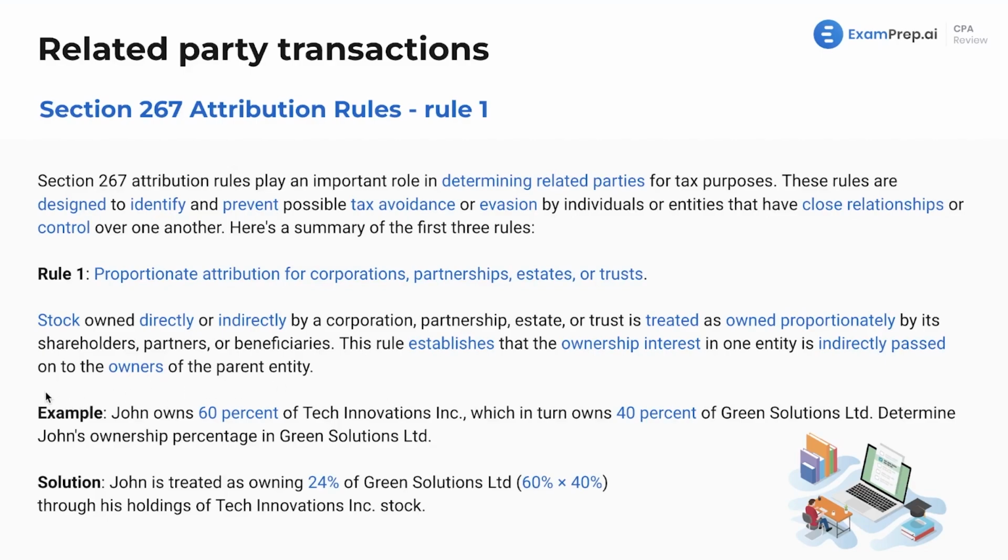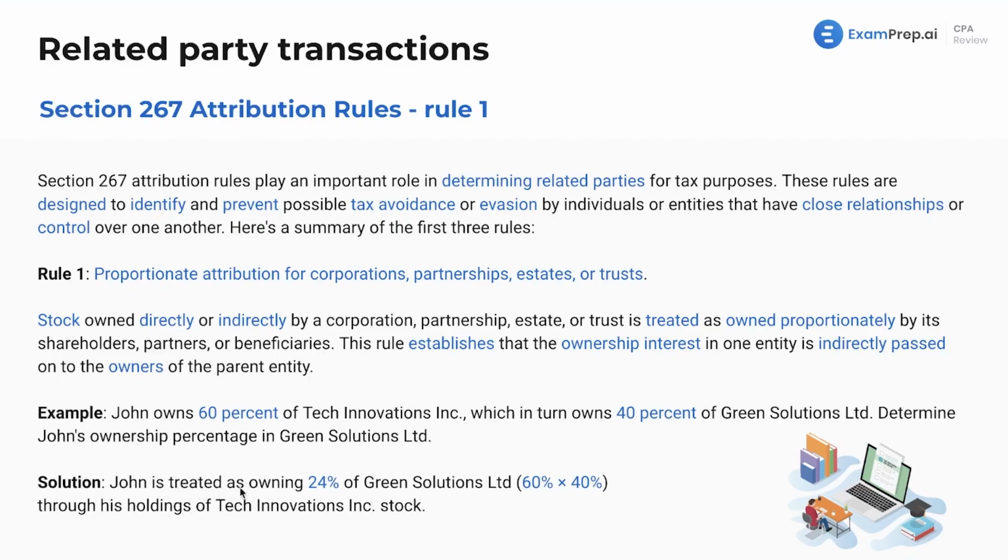I do love me some examples, something to look at. It actually makes sense. What is our example here? Well, John owns 60% of Tech Innovations Inc., which in turn owns 40% of Green Solutions Limited. So determine John's ownership percentage in Green Solutions Limited.